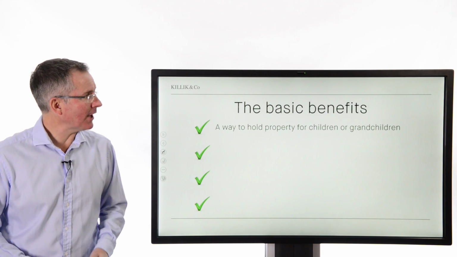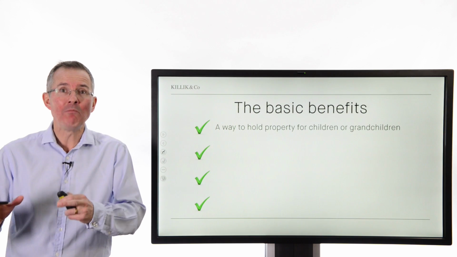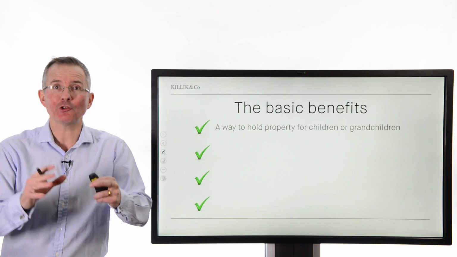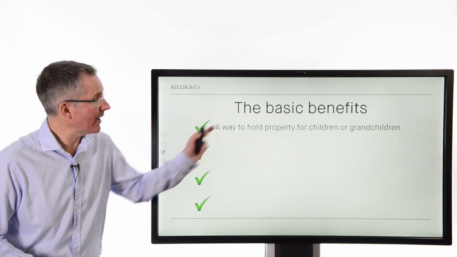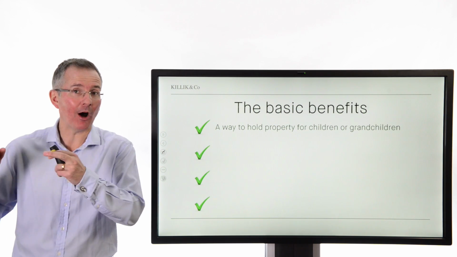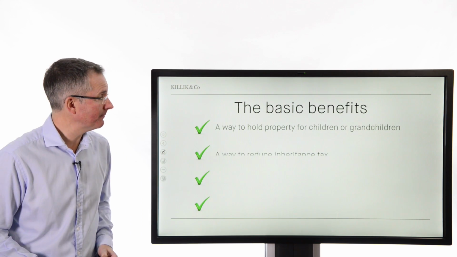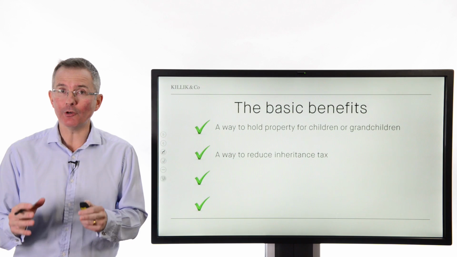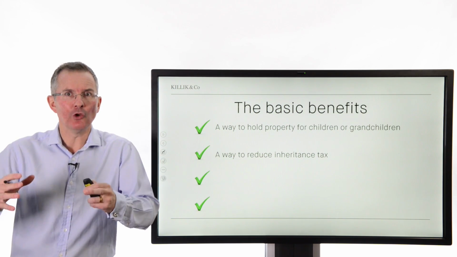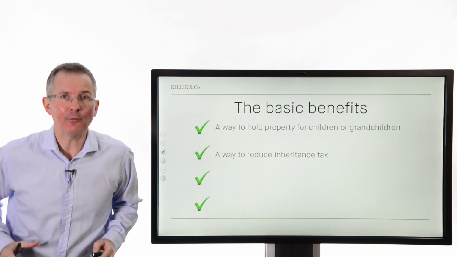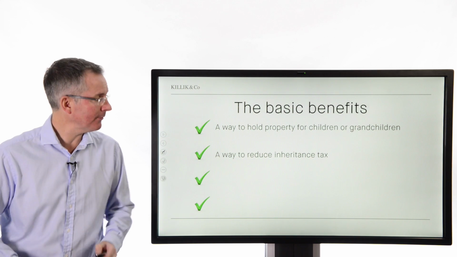Now, the basic benefits of trust. They are a way to hold property on behalf of other people, a so-called beneficiary. More about that in a moment. So a great way, potentially, to hold property on behalf of children and/or grandchildren. Number two, they can be a way to reduce inheritance tax, so they can reduce what's called the death estate of the person putting the assets into trust.